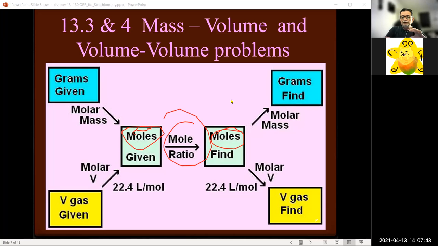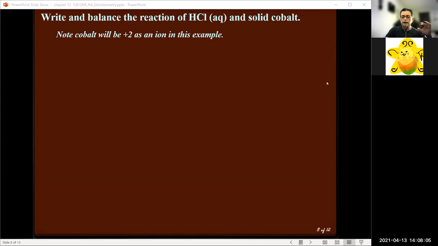Anybody have any questions about this particular flow chart? So it's a very important flow chart. I think if you study it well, see how it goes from point A to point B, you shouldn't have any problems.